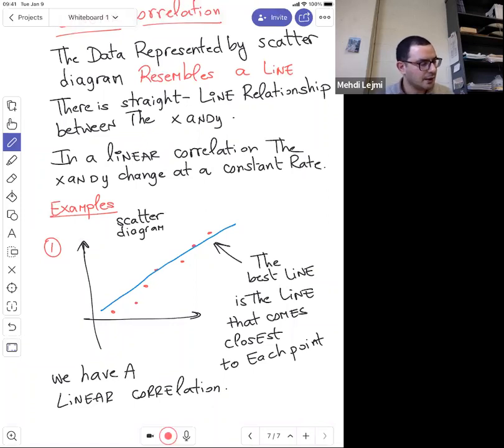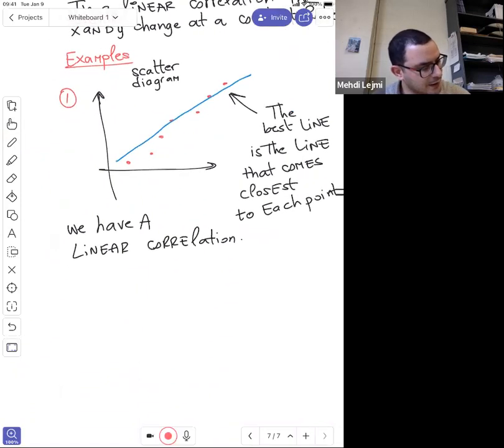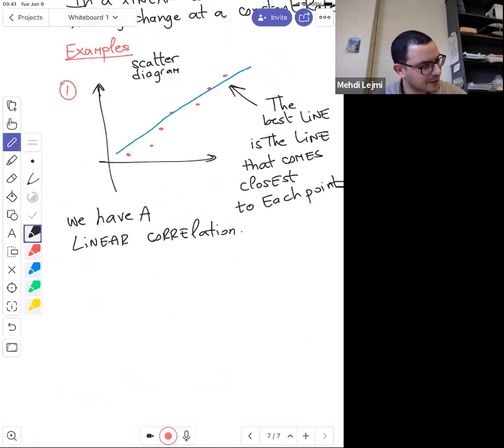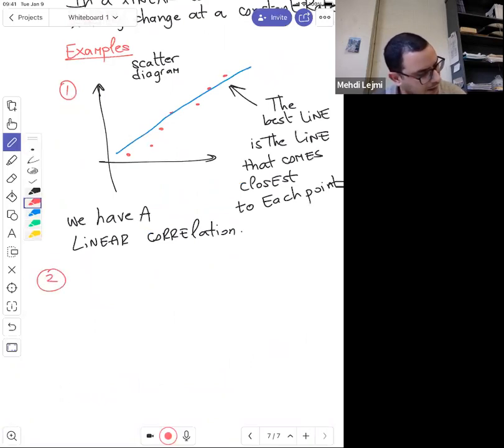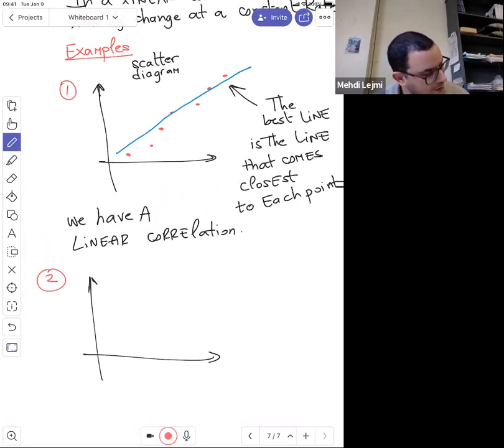Now, in a different example, let's say you have a scatter diagram which looks like example 2. So let's say we have a bunch of points like this. Okay, so let's say this is your scatter diagram.